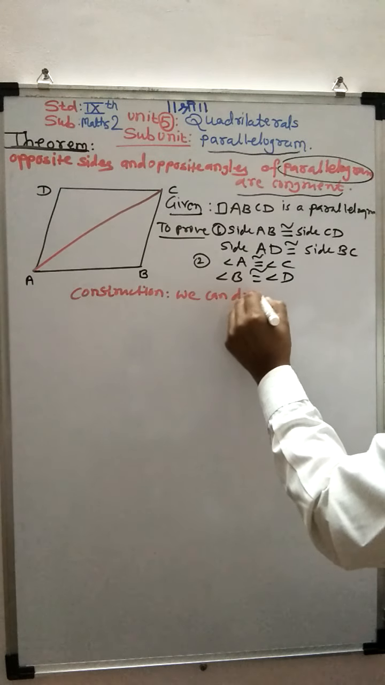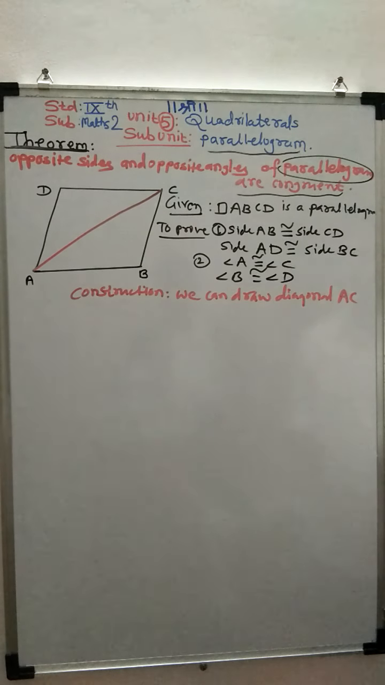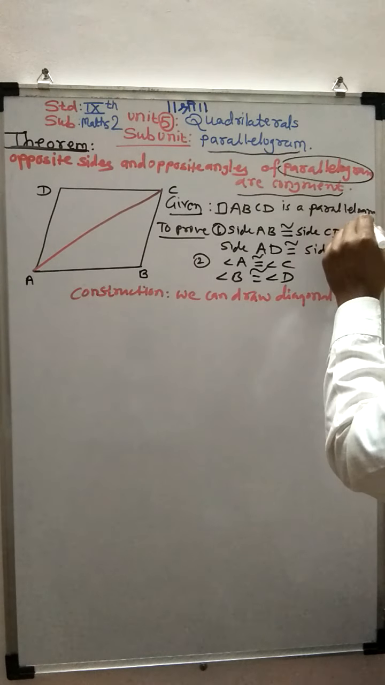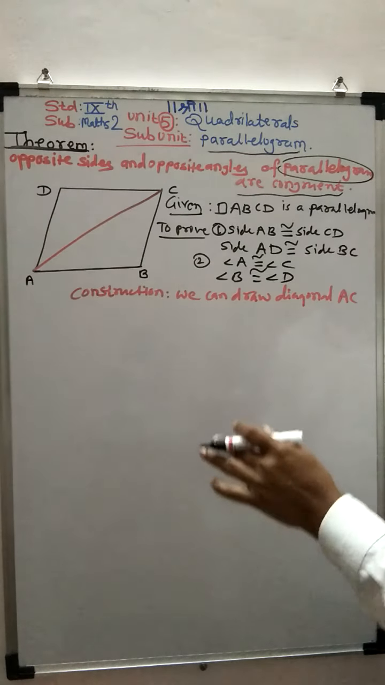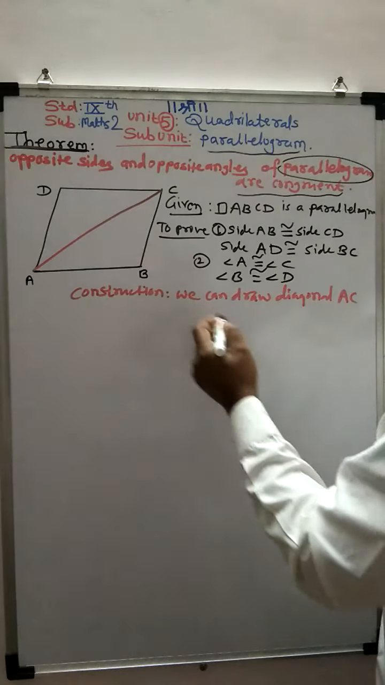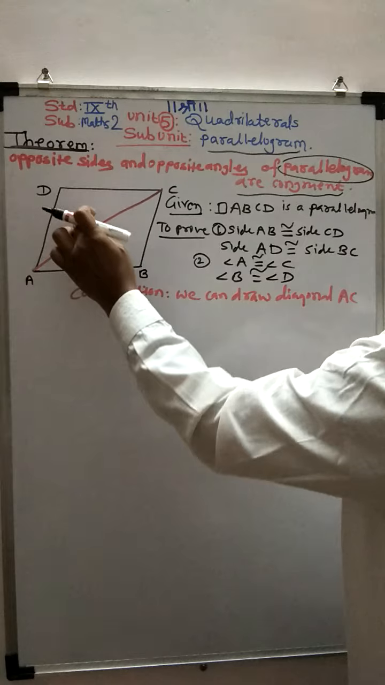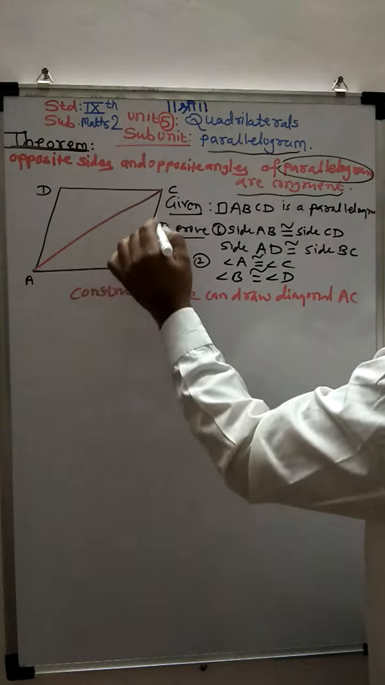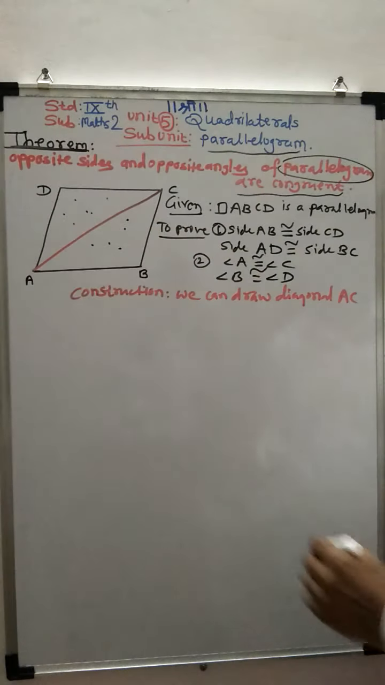We draw diagonal AC. Here, two triangles are formed. Remember that if the given quadrilateral is a parallelogram, then its opposite sides must be parallel. Now to prove side AB congruent to CD and BC congruent to AD, we prove the two triangles congruent, and also to prove opposite angles congruent, these two triangles must be congruent.